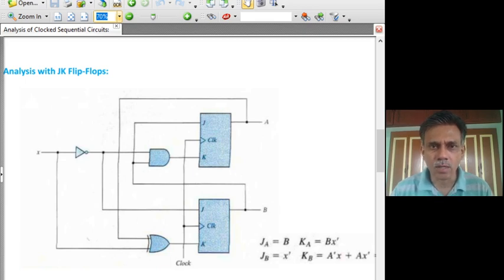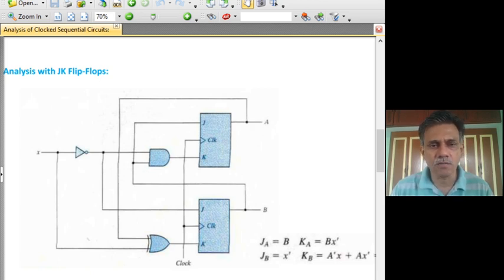Welcome to the course on digital system design. In this lecture, we will look at the analysis of sequential circuits based on the JK flip-flop and T flip-flops. In the previous lecture, we looked at the analysis of sequential circuits having D flip-flops.